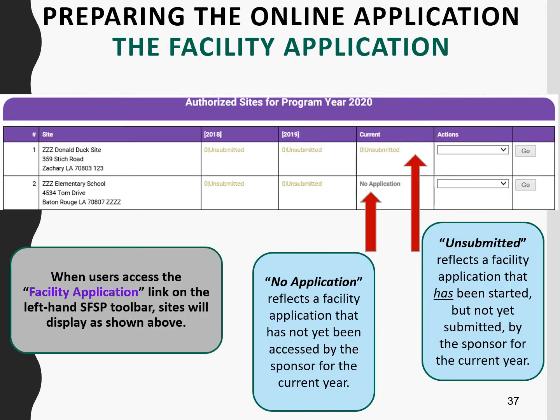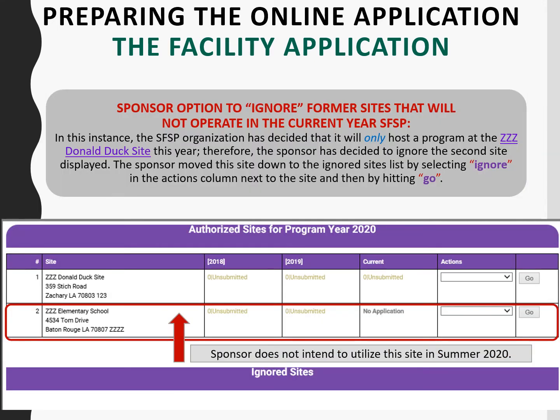When users access the facility application link on the left-hand SFSP toolbar, sites will display as shown above. No application reflects a facility application that has not been accessed by the sponsor for the current year. Unsubmitted reflects a facility application that has been started but not yet submitted by the sponsor for the current year. In this instance, the sponsor does not intend to utilize this site in summer 2020.